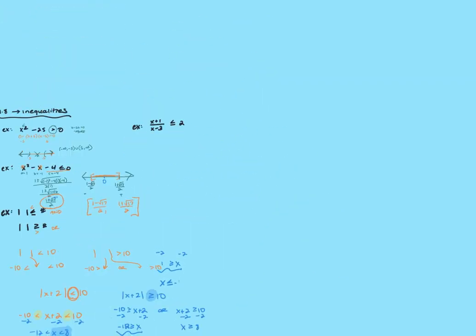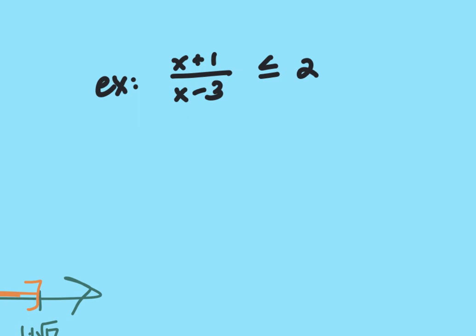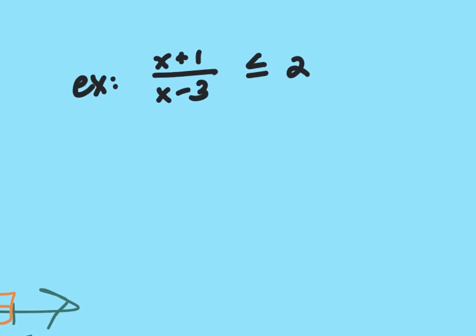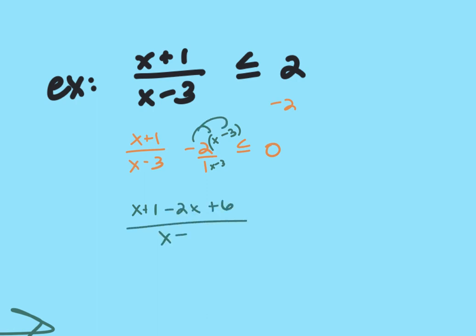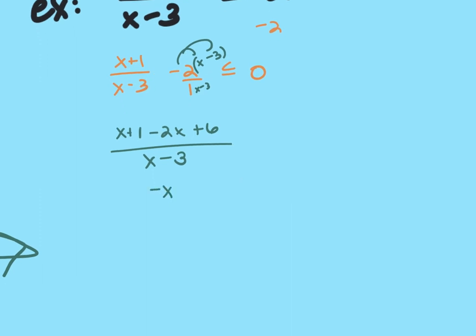All right, then came what we finished on Friday, which was the fractional inequalities. For these, I have to get everything to one side. I have to get it to one fraction. So I would subtract that 2. I'd get x plus 1 over x minus 3 minus 2 is less than or equal to 0. I need to give it a like denominator, so I would multiply by x minus 3 and x minus 3. I'd get x plus 1, distribute this, minus 2x plus 6 all over x minus 3. And I get negative x plus 7 over x minus 3.